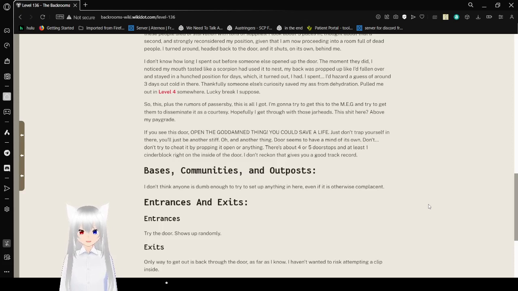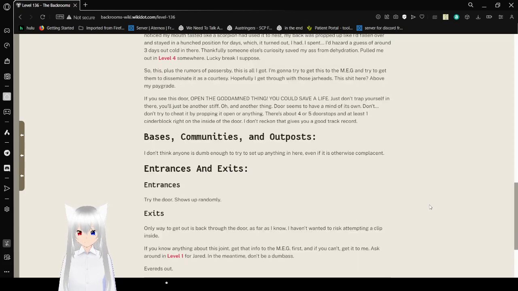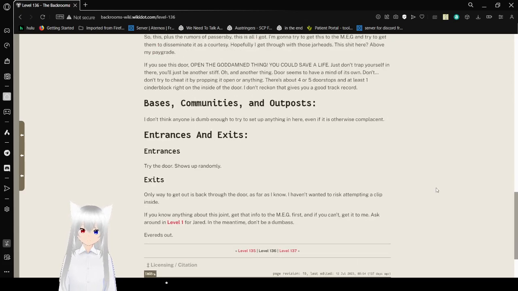Oh, and another thing. The door seems to have a mind of its own. Don't try to prop it open or anything. There are about four or five door stops and at least one cinder block right on the inside of the door. I don't reckon that gives you a good track record. Bases, communities, and outposts: I don't think anyone is dumb enough to try to set up anything in here. Entrances and exits: try the door. It shows up randomly. Exits: the only way to get out is back through the door, as far as I know. I don't want to risk attempting a clip inside.